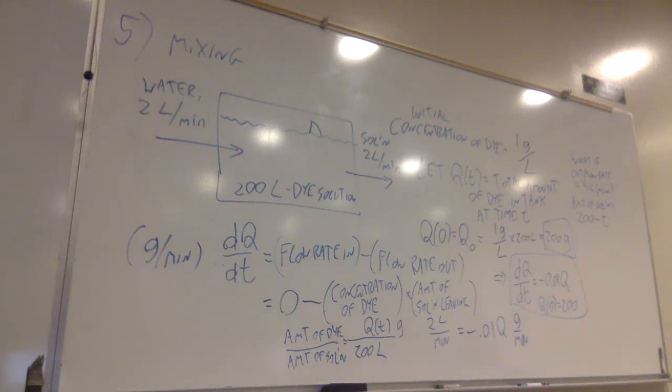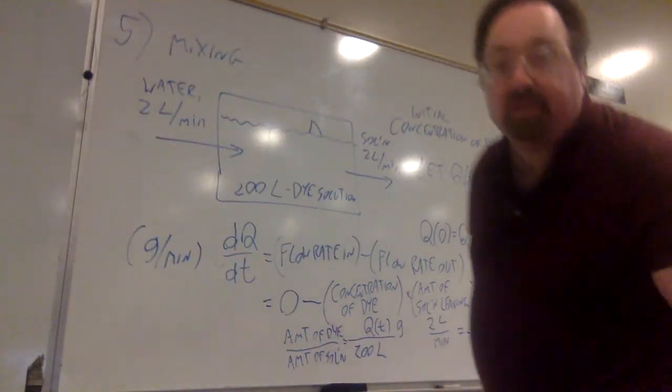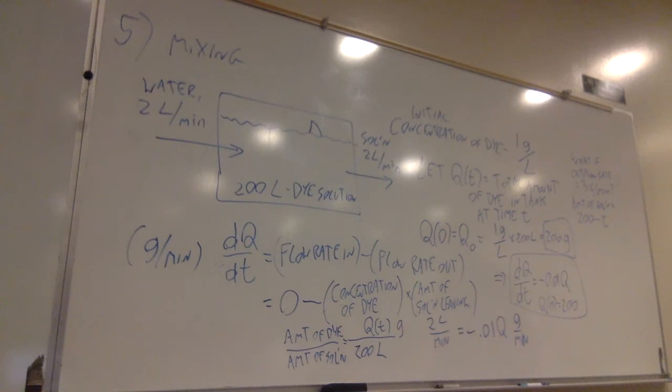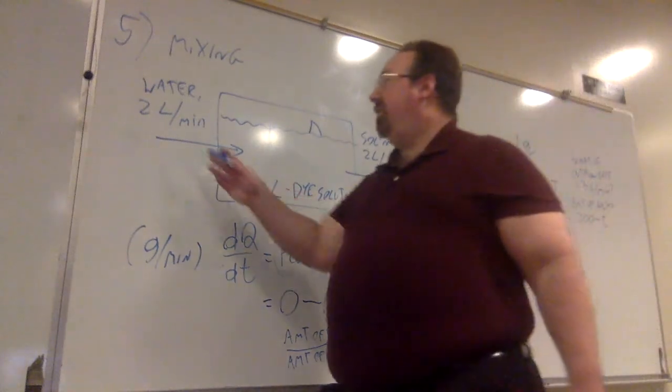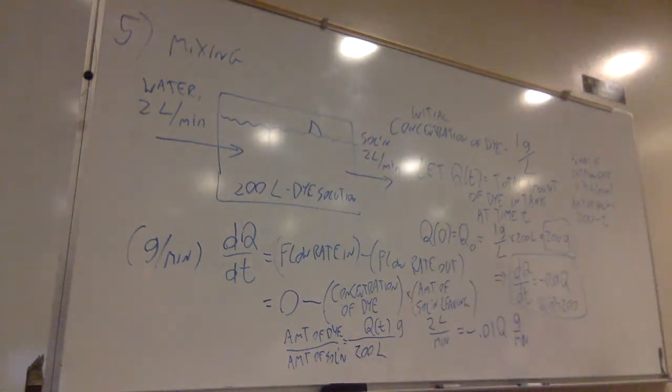Just to try to get a ballpark as to how things behave. Okay. What if this also had some dye in it? Then I have something down here for the flow rate of dye into the tank. Now, as it is, this equation I can just write down the solution for.